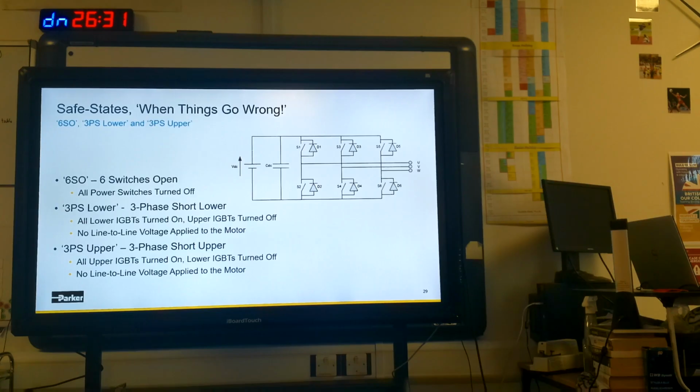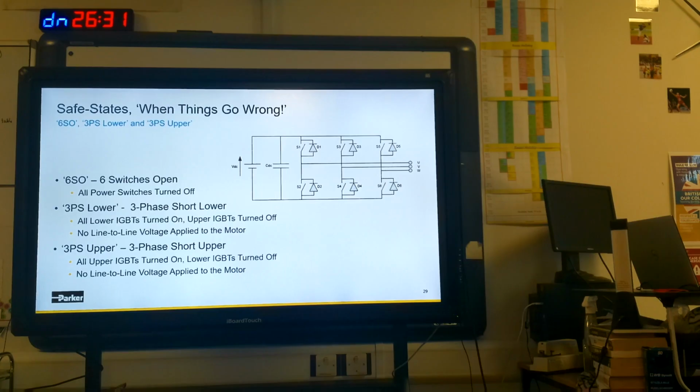What happens when things go wrong? So, as I said, permanent magnet machines are wonderful. They're small, they're energy dense, they go really fast, people love them, lightweight. But they do pack a punch, and you do need to be careful when things go wrong. So when things go wrong, you generally speaking in any system want to go to a safe condition, a safe state. And there are 3 of them.